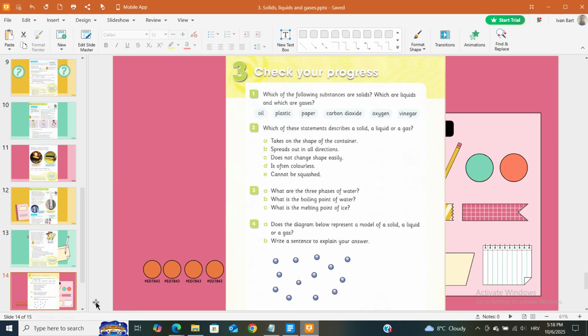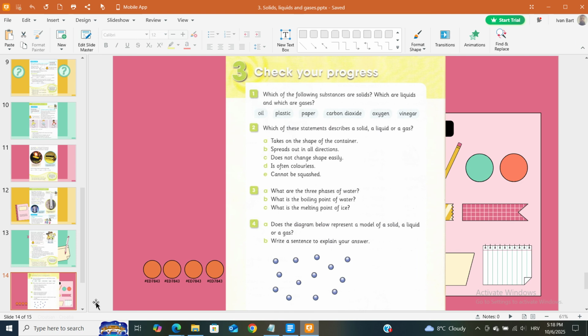2. Which of these statements describes a solid, a liquid, or a gas? A. Takes on the shape of the container. B. Spreads out in all directions. C. Does not change shape easily. D. Is often colorless. E. Cannot be squashed. 3. A. What are the three phases of water? B. What is the boiling point of water? C. What is the melting point of ice?